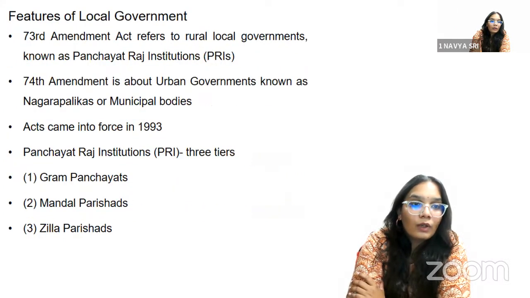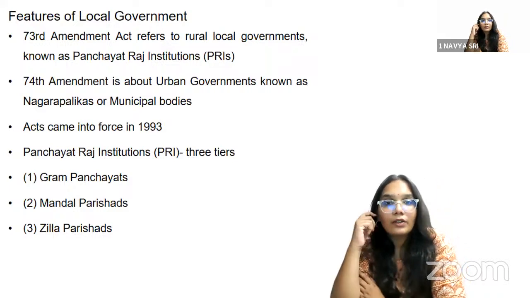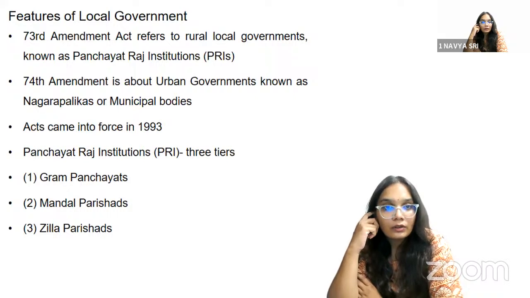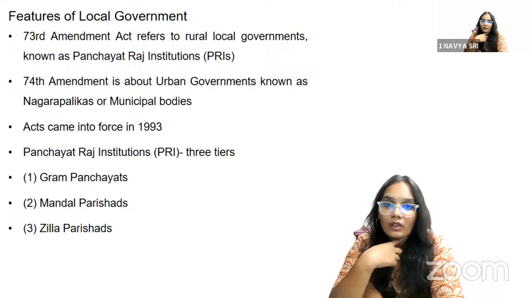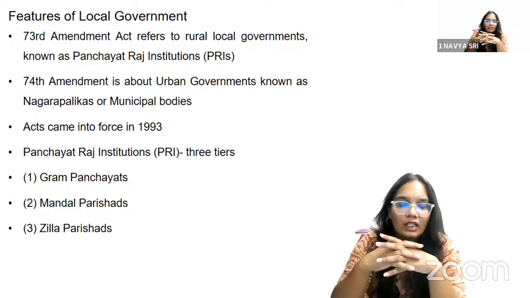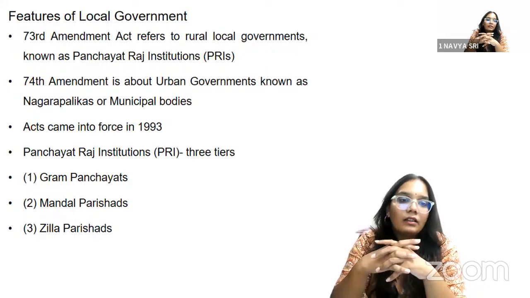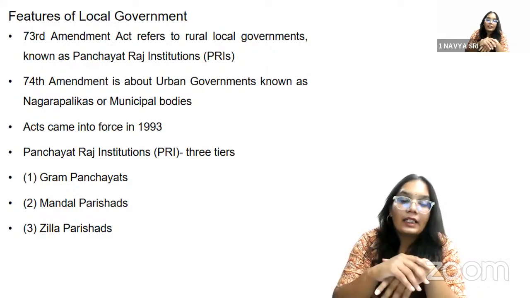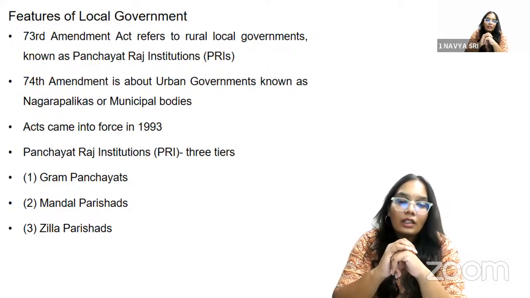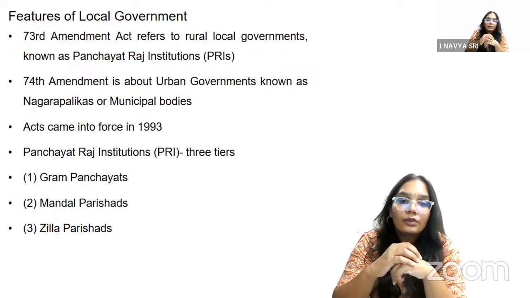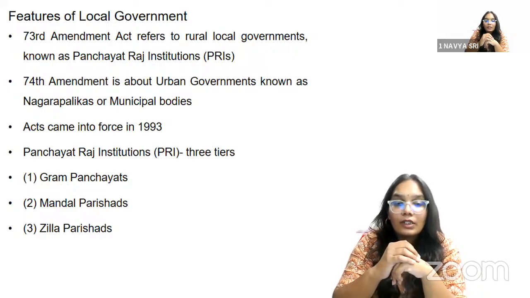So, what happens now? What happens is that for these Panchayat Raj institutions, two constitutional amendments were made to the Constitution of India. What are these amendments? The 73rd Constitutional Amendment Act 1992 and the 74th Constitutional Amendment Act 1992. The 73rd Act refers to rural local governments known as Panchayat Raj institutions, and the 74th is known as urban governments, known as nagar palikas or municipal bodies.